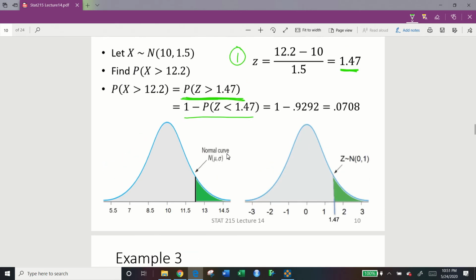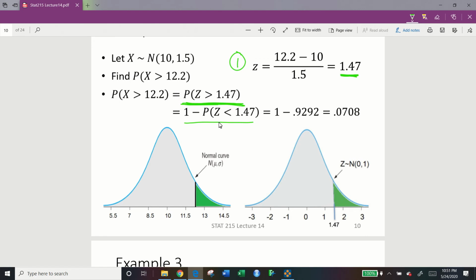So in order to do that, we will use our z-table, and we will have 1 minus 0.9292. I'll leave it to you to look this value up on the z-table, but trust me, I'm right. And we will get a final answer of 0.0709.